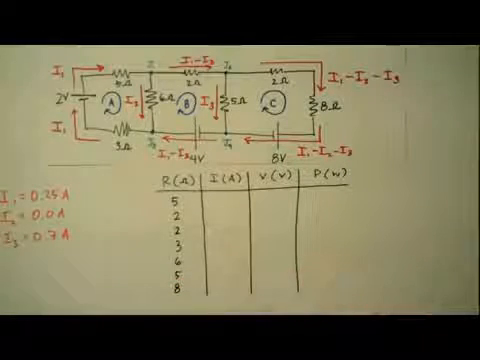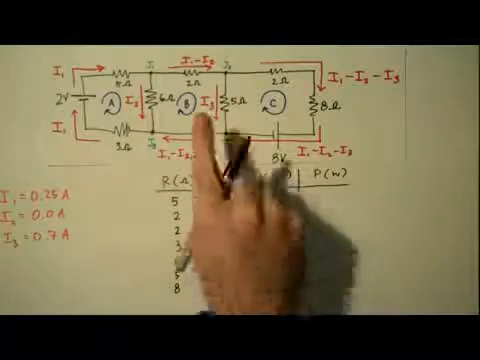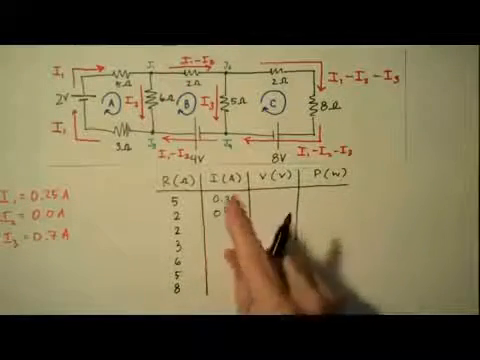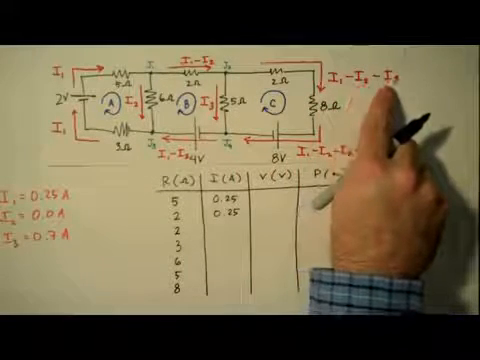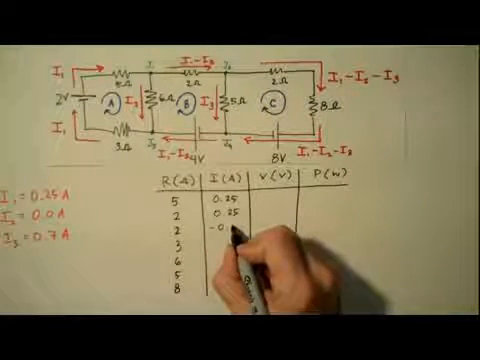Next we move to currents. The current through the 5 ohm resistor is just I1, which is 0.25. The current through the 2 ohm resistor is I1 minus I2. That difference is also 0.25 amps. And the current through this 2 ohm resistor here is I1 minus I2 minus I3. That difference is actually negative. We get negative 0.45 amps.